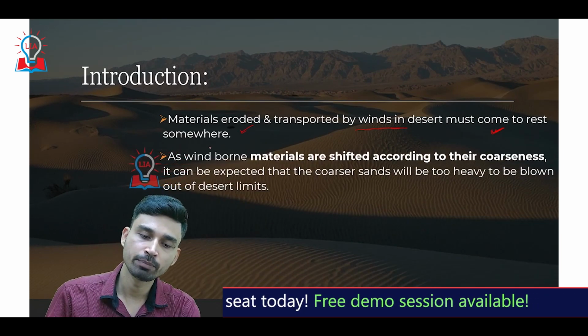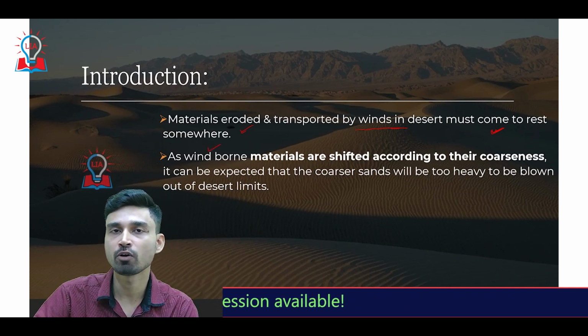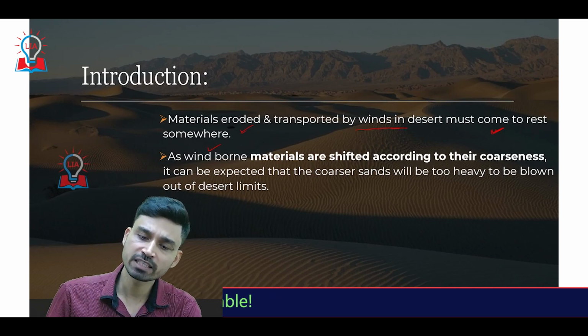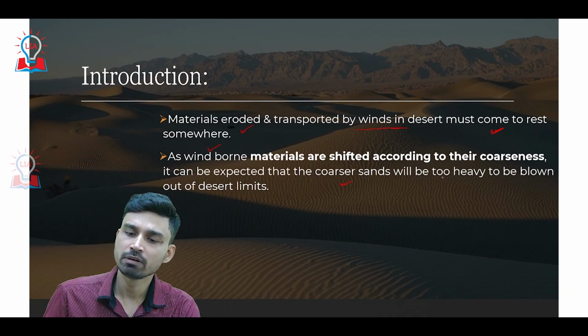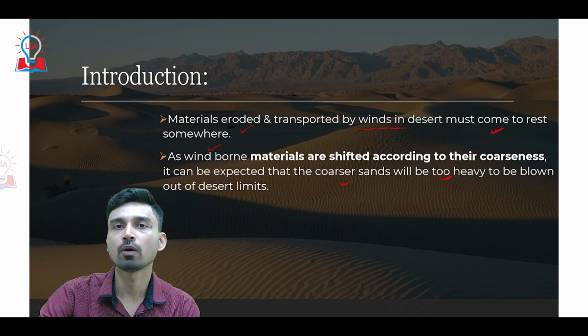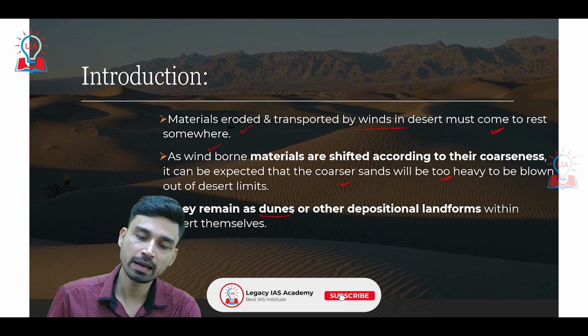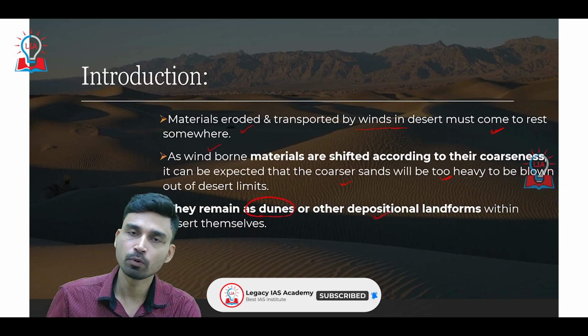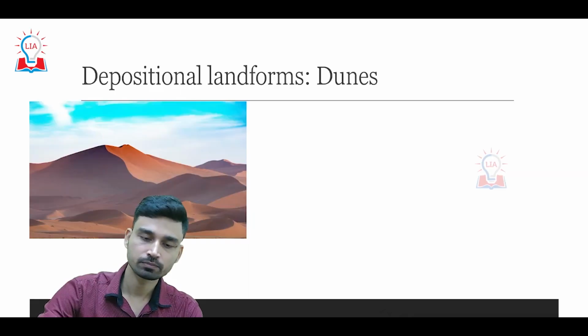Thus, as mainly wind-borne materials, they shift according to their coarseness and size. It can be expected that the larger size particles or coarser sand particles will be too heavy to be blown out of desert limits, and that is why within the desert area they remain as dunes or other kinds of depositional landforms that we are going to discuss in the next few slides.